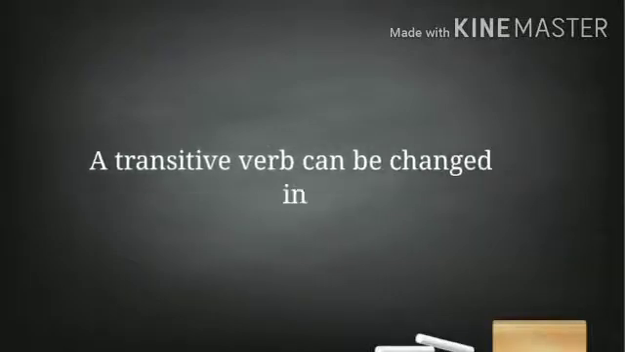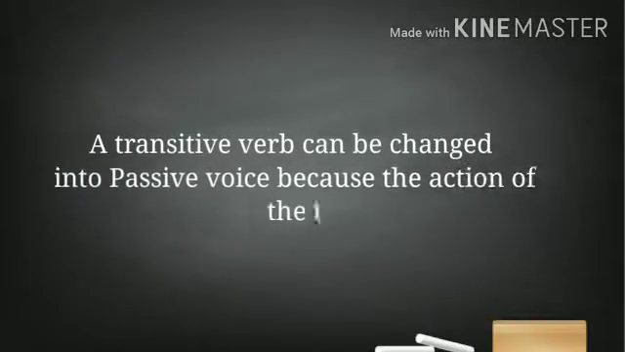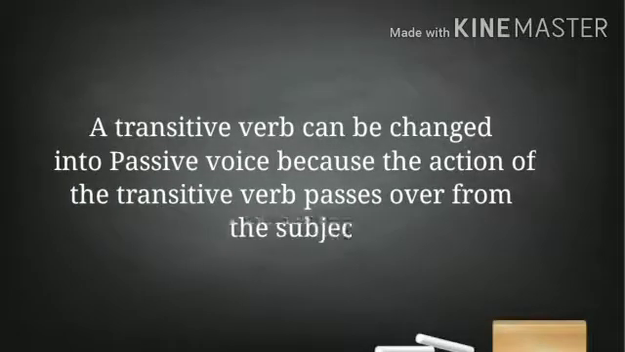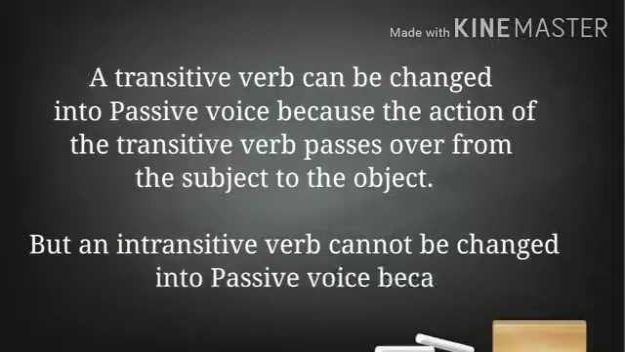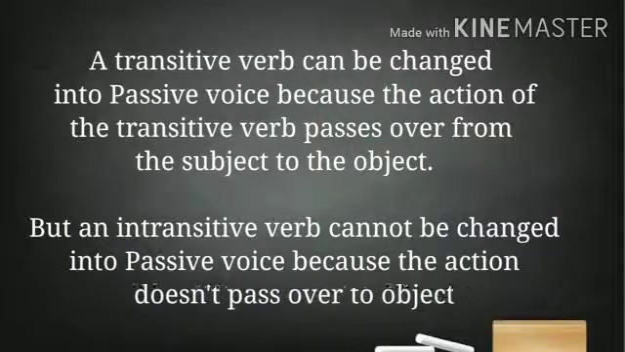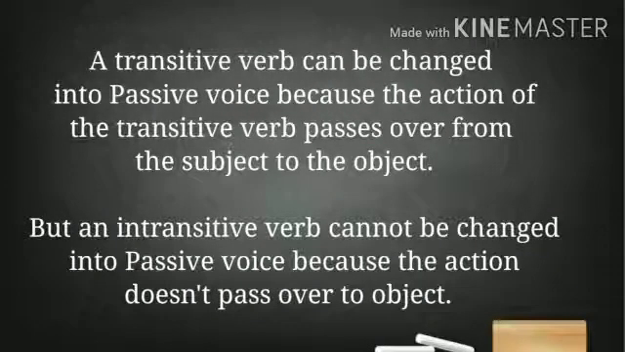A transitive verb can be changed into passive voice because the action of the transitive verb passes over from the subject to object. But an intransitive verb cannot be changed into passive voice because the action doesn't pass over to the object. Some intransitive verbs and their transitive uses in causative forms will be discussed in the next class. Here we'll just discuss some verbs of incomplete predication.